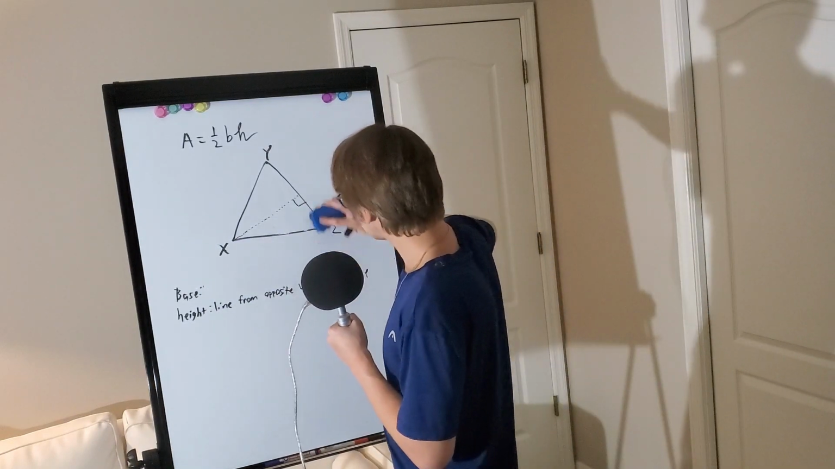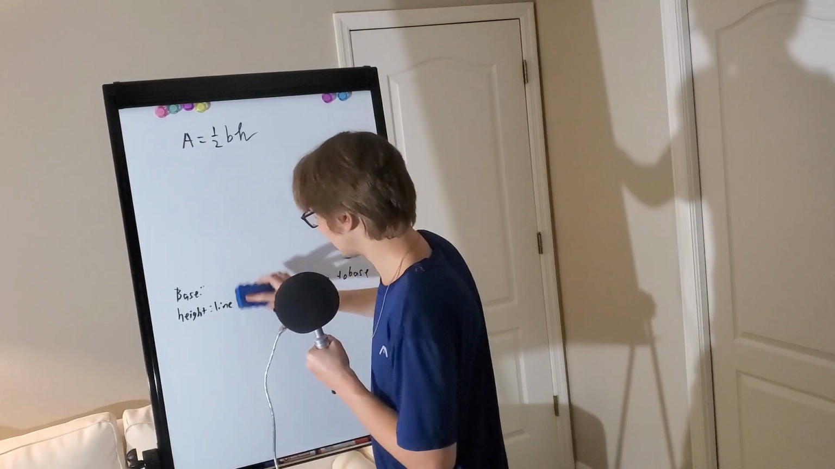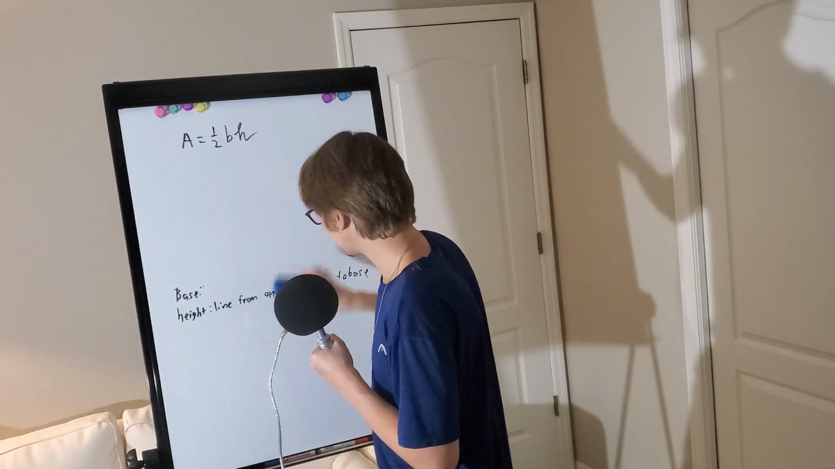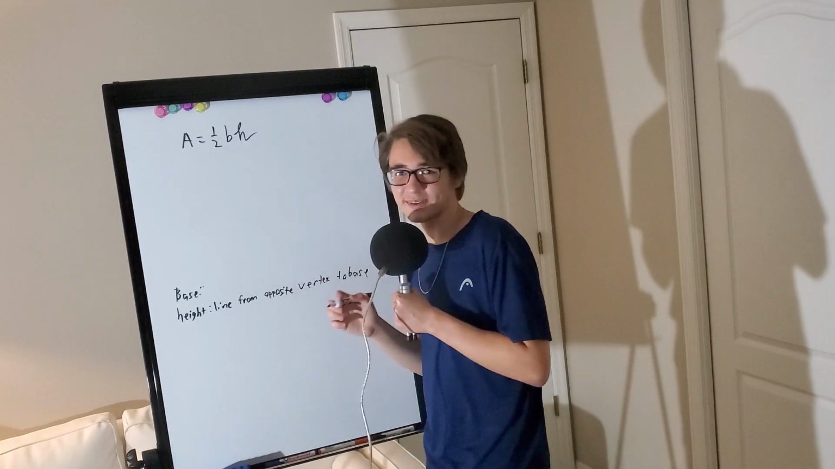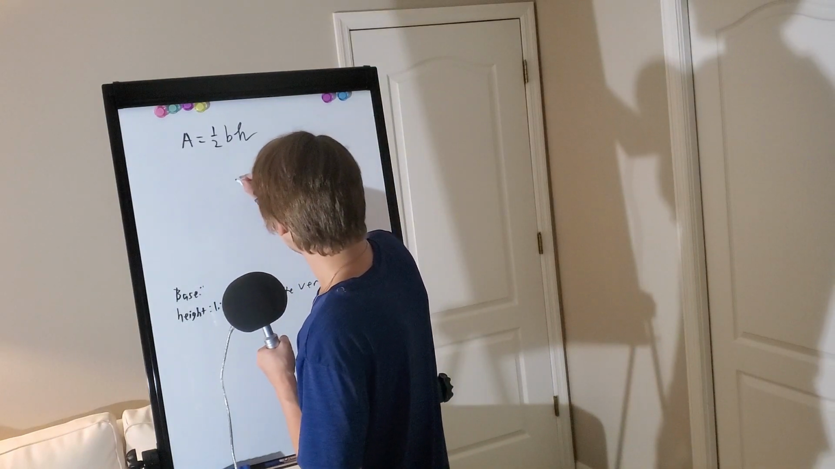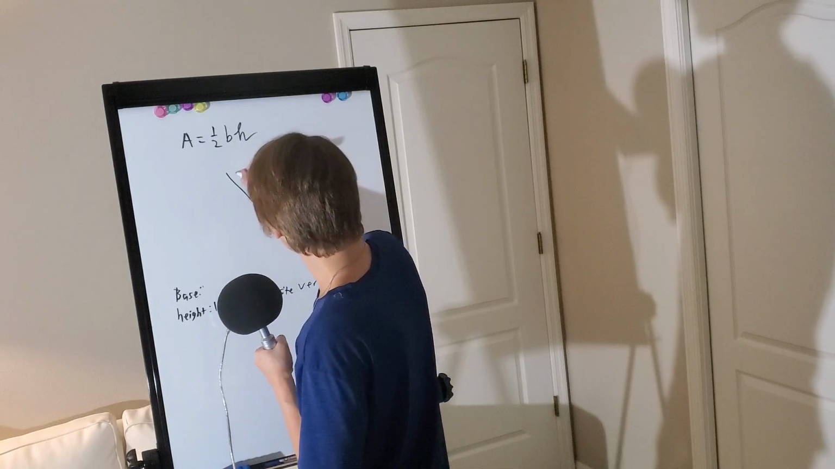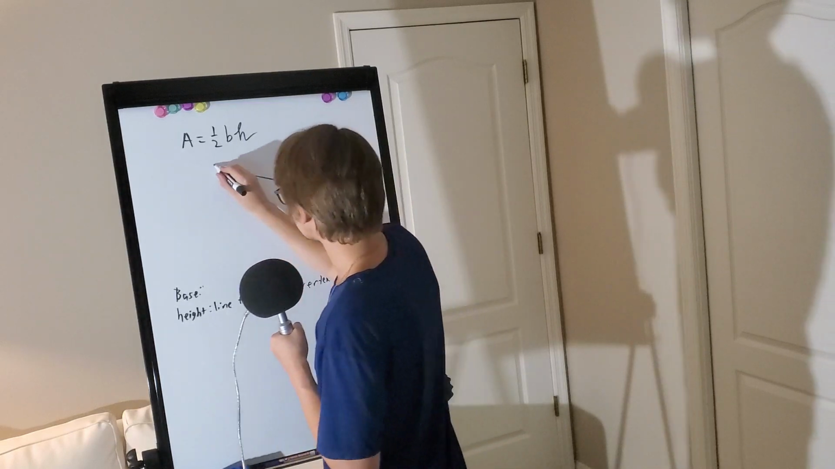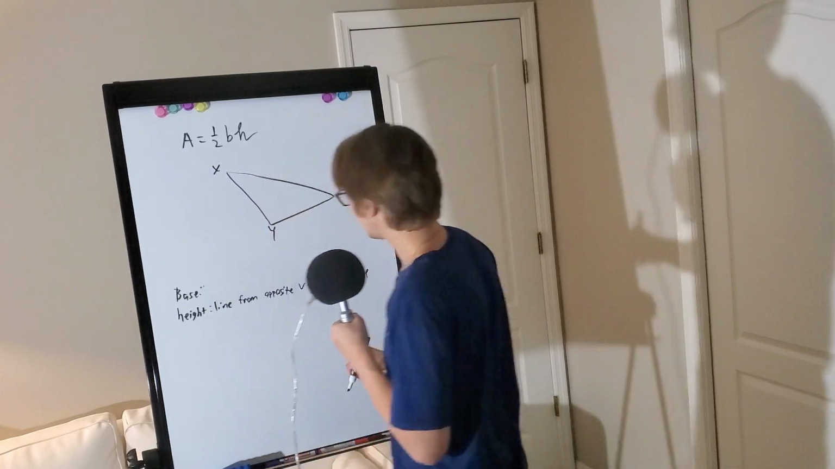Now, let's just get rid of this right here. What if we have a triangle that doesn't look like the triangle I just drew, right? What if we have a triangle that looks a bit more like this? Right, so we got X, Y, and Z. Then what?